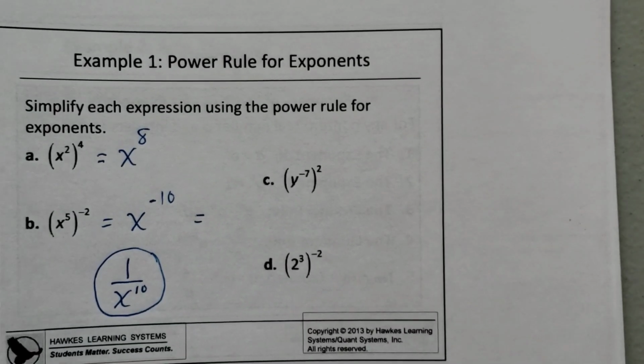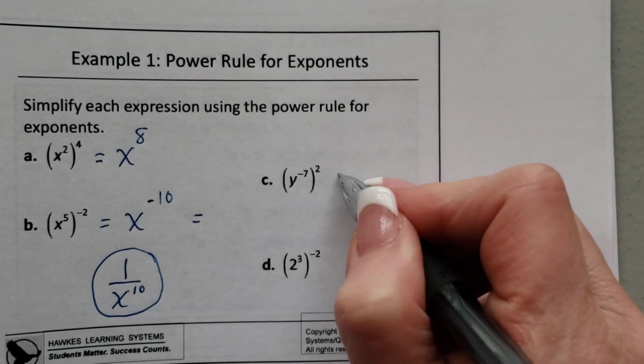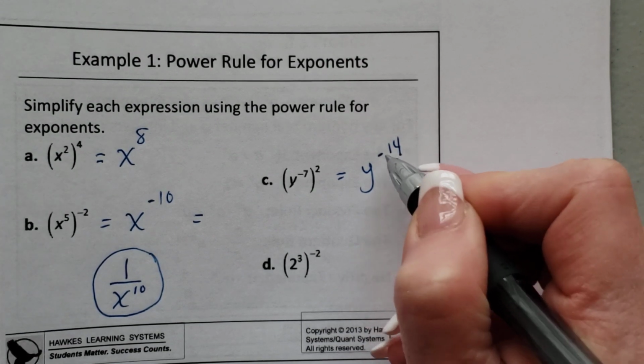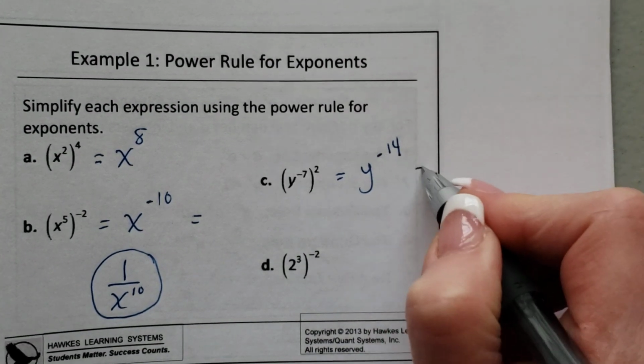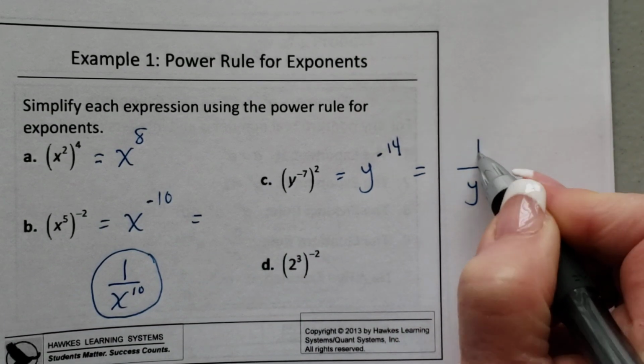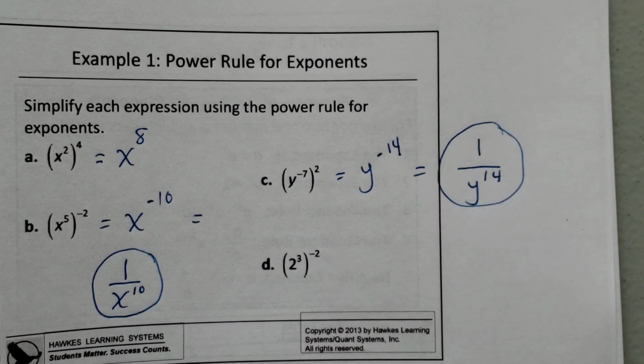Letter C, you're going to multiply negative 7 times 2. So negative 7 times 2 is negative 14. Once again, in order to get rid of that negative sign, you flip it down to the bottom. And 1 has to go on the top. So 1 over y to the 14th.